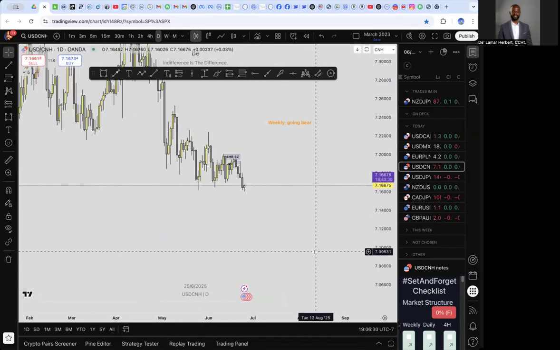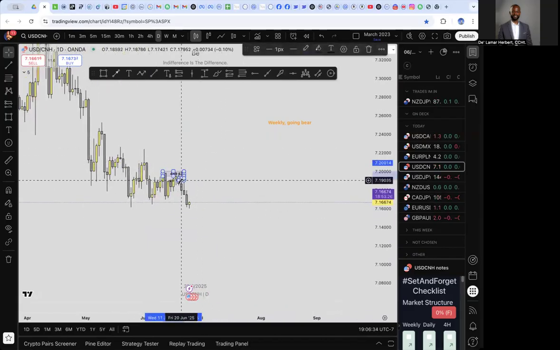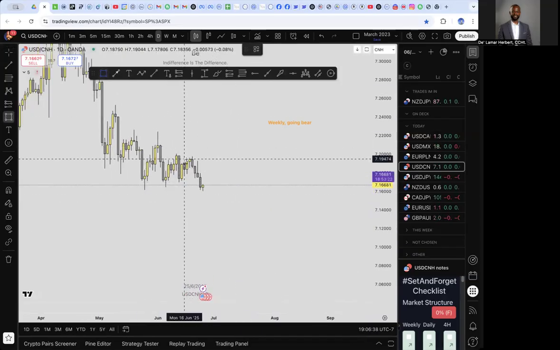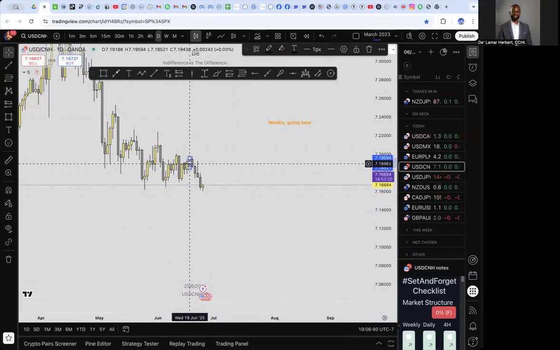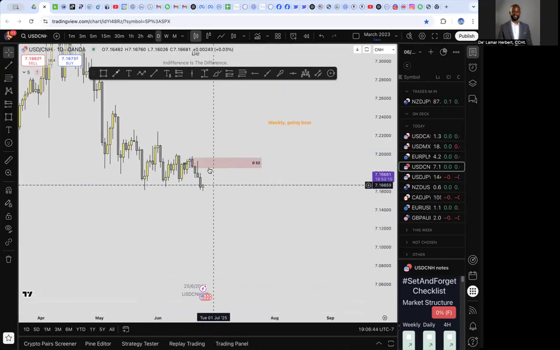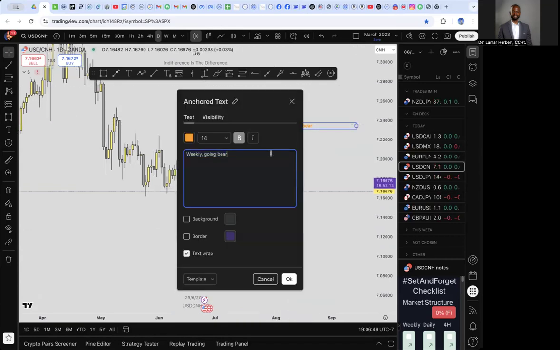So we're just creating a lower low on that weekly. We'll just delete all this information here. The daily actually did create a supply zone here. So we have a daily supply zone that was created. From this point, we're looking for a daily first high to be formed.